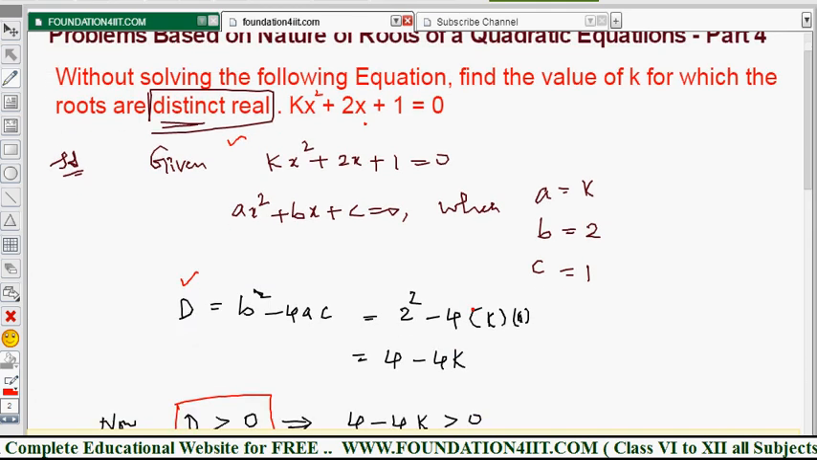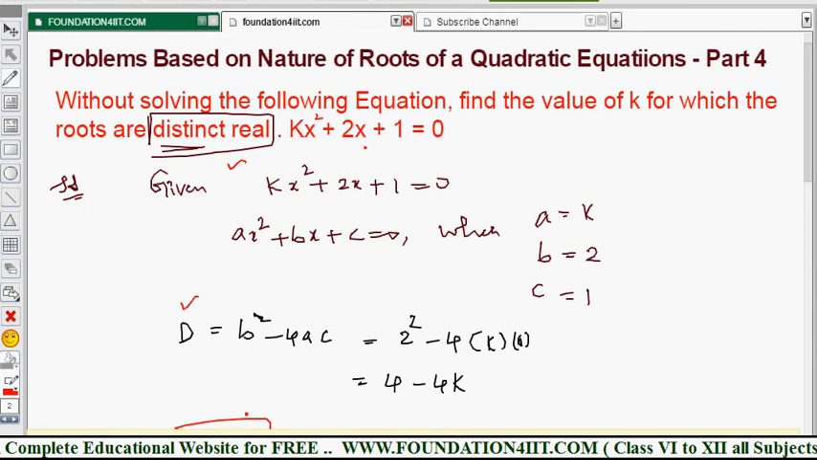Some solved is solved. Now let me show 2 more problems, where they're asking to show that the equation has no real roots. So some show-that questions and proving type questions I'll explain now.